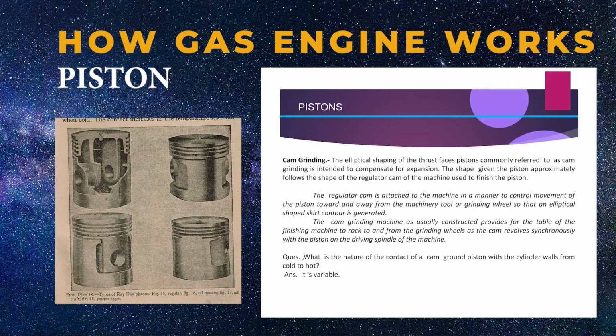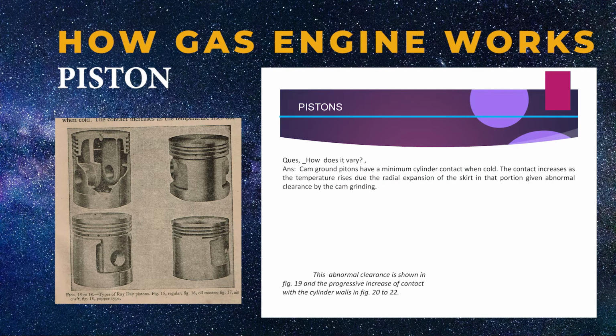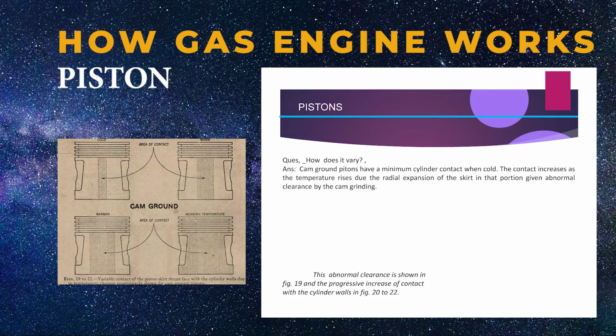Question. What is the nature of the contact of a cam ground piston with the cylinder walls from cold to hot? Answer. It is variable. Question: how does it vary? Answer: Cam ground pistons have a minimum cylinder contact when cold. The contact increases as the temperature rises due to radial expansion of the skirt in that portion given abnormal clearance by the cam grinding. This abnormal clearance is shown in Figure 19, and the progressive increase of contact with the cylinder walls in Figures 20 to 22.